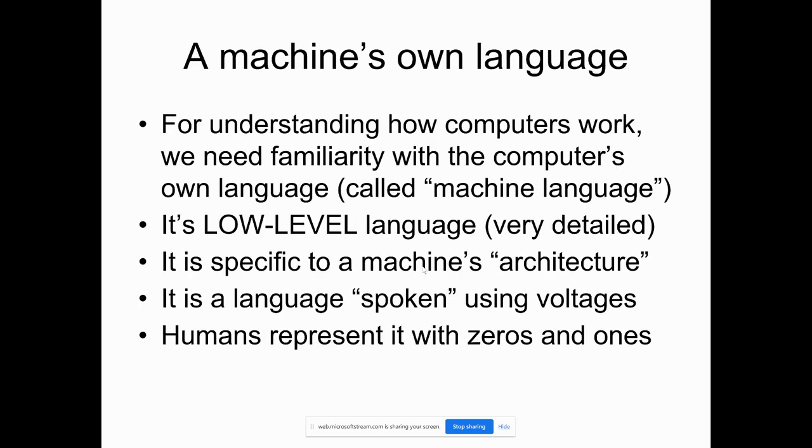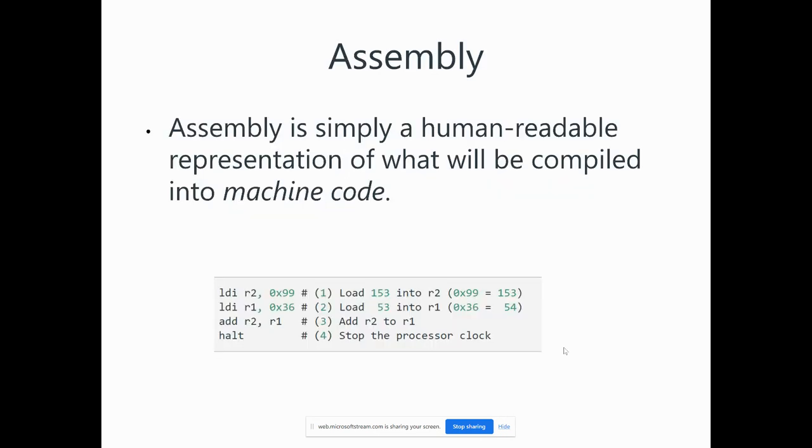Machine's own language. To understand how computers work, we need familiarity with the computer's own language, called machine language. It's a low-level language, very detailed. It is specific to a machine architecture. It is a language spoken using voltage and represented by humans with zeros and ones.